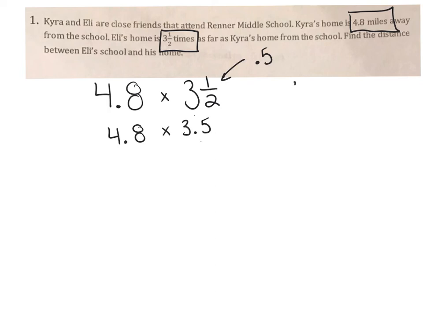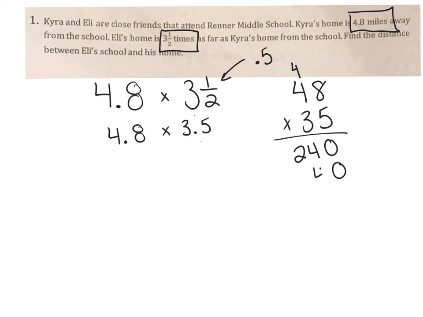And now we can multiply the way we've been multiplying decimals. 5 times 8 is 40. 5 times 4 is 20, plus that 4 is 24. Placeholder, 3 times 8 is 24, carry your 2. 3 times 4 is 12, plus the 2 is 14.